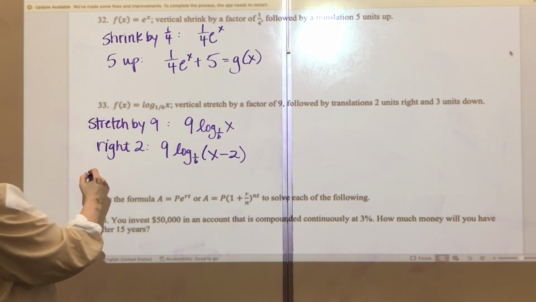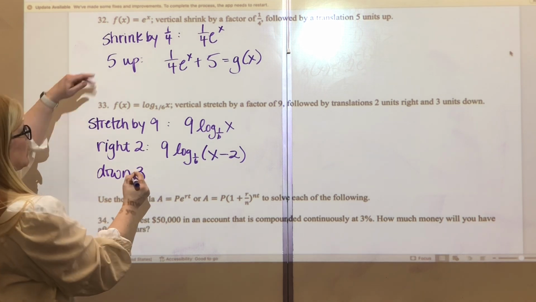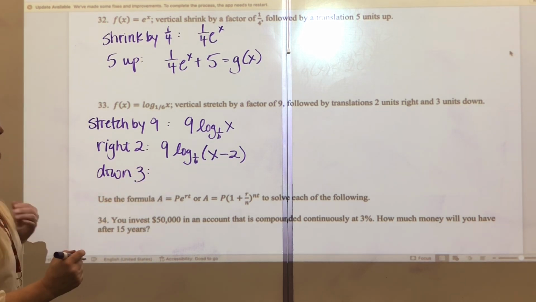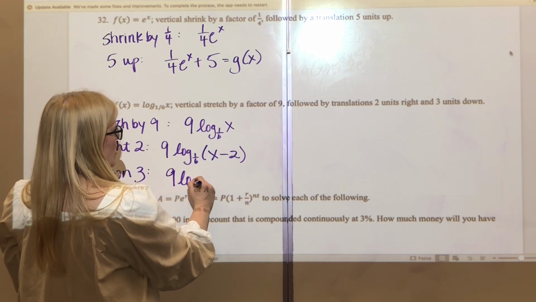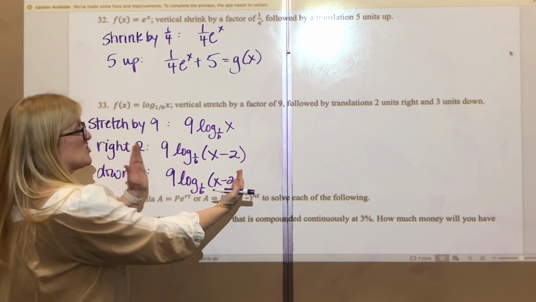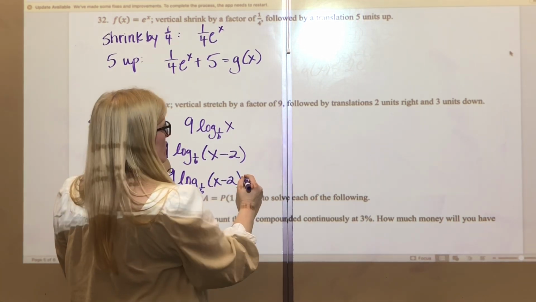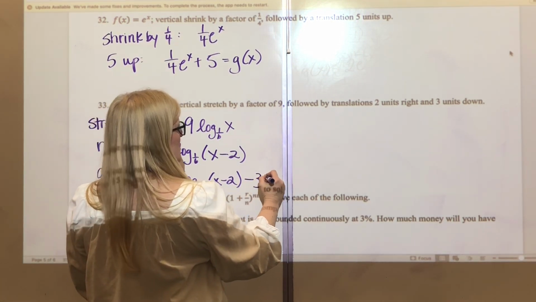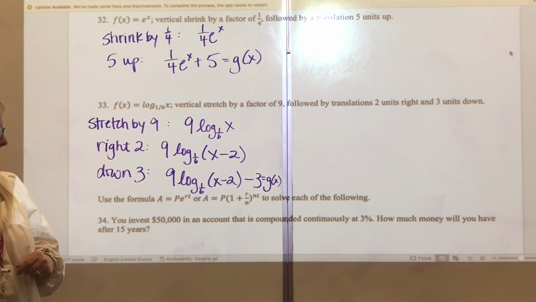And then 3 down, down 3, or I know I wrote it the other way up there. Okay, we have 9 log base 1/6 of (x minus 2). That is all 1 term. Okay, I know it's a lot, but that's all 1 term. And then 3 units down. And that's going to equal my g of x.